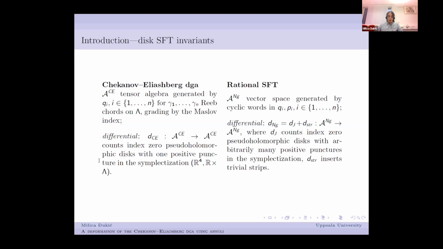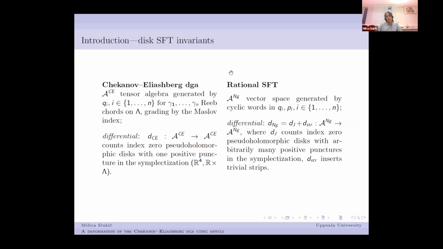And I will briefly just introduce those, but I guess everyone should have heard about it. So the Chekanov-Eliashberg DGA is an algebra, well, technically a tensor algebra generated by the Reeb chords with grading given by some Maslov index, and the differential in a way counts index 0 pseudoholomorphic disks with one positive puncture living in the symplectization R4 with boundary on the Lagrangian cylinder R times lambda.